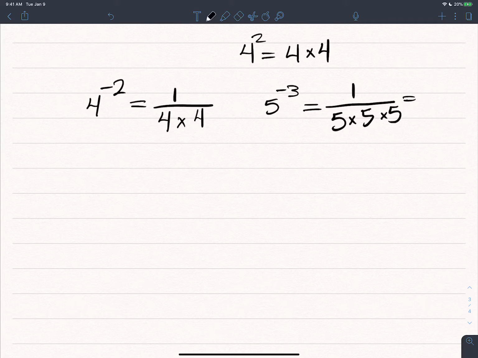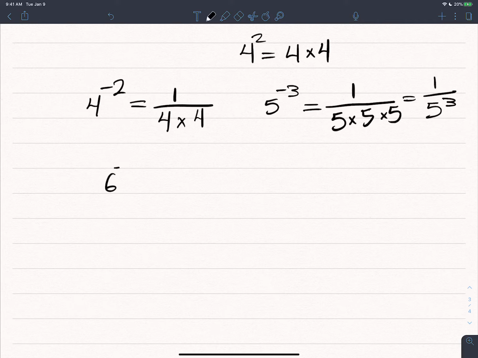Or 1 over what? 5 times 5 times 5. Yes, we could multiply it. 5 times 5 is 25. Times another 5 is 125. But let's say we didn't multiply it. We could do 1 over 5 cubed. Right? So let's do another one.